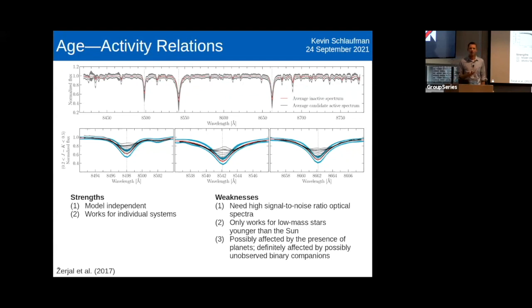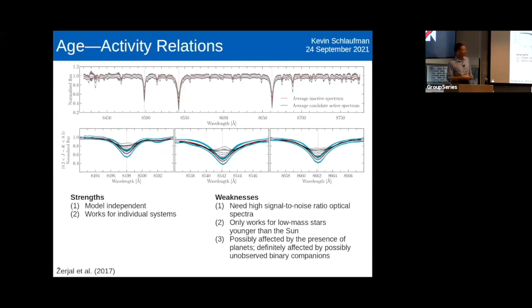If we have a moderate to high resolution spectrum, one can measure the amount of emission in the cores of these strong lines, and if you've calibrated that, you can use that to tell you how old the system is. This is nice because once you've calibrated it, actually making the emission line measurement is model independent. You can always say more emission qualitatively means young, which is good. It works for individual systems, so you can go out to a single system that you care about, point your telescope, collect this data, and know for that single system what's going on.